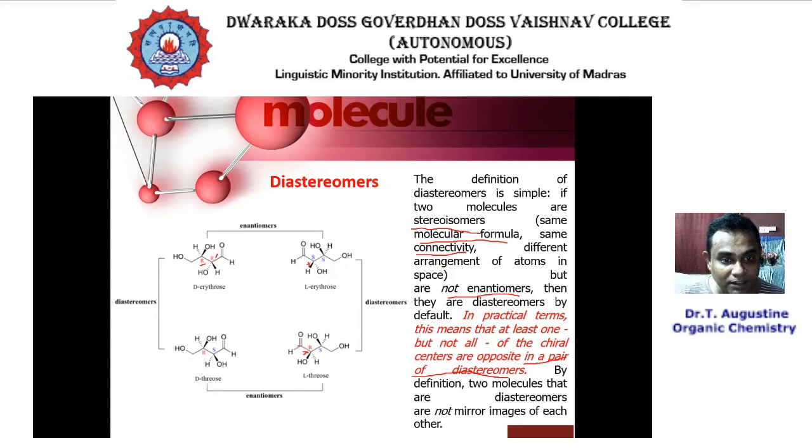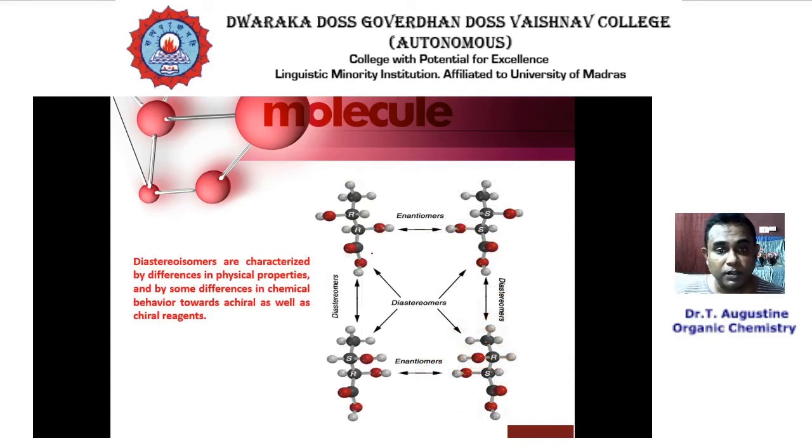On the other hand, if you look into this particular system where you have D-erythrose and L-erythrose, the configurations are completely different or opposite, therefore they are a pair of enantiomers, and in this case it is a pair of diastereomers. So stereoisomers which are not mirror images of each other are known as diastereomers, and stereoisomers which are non-superimposable mirror images of each other are known as enantiomers.